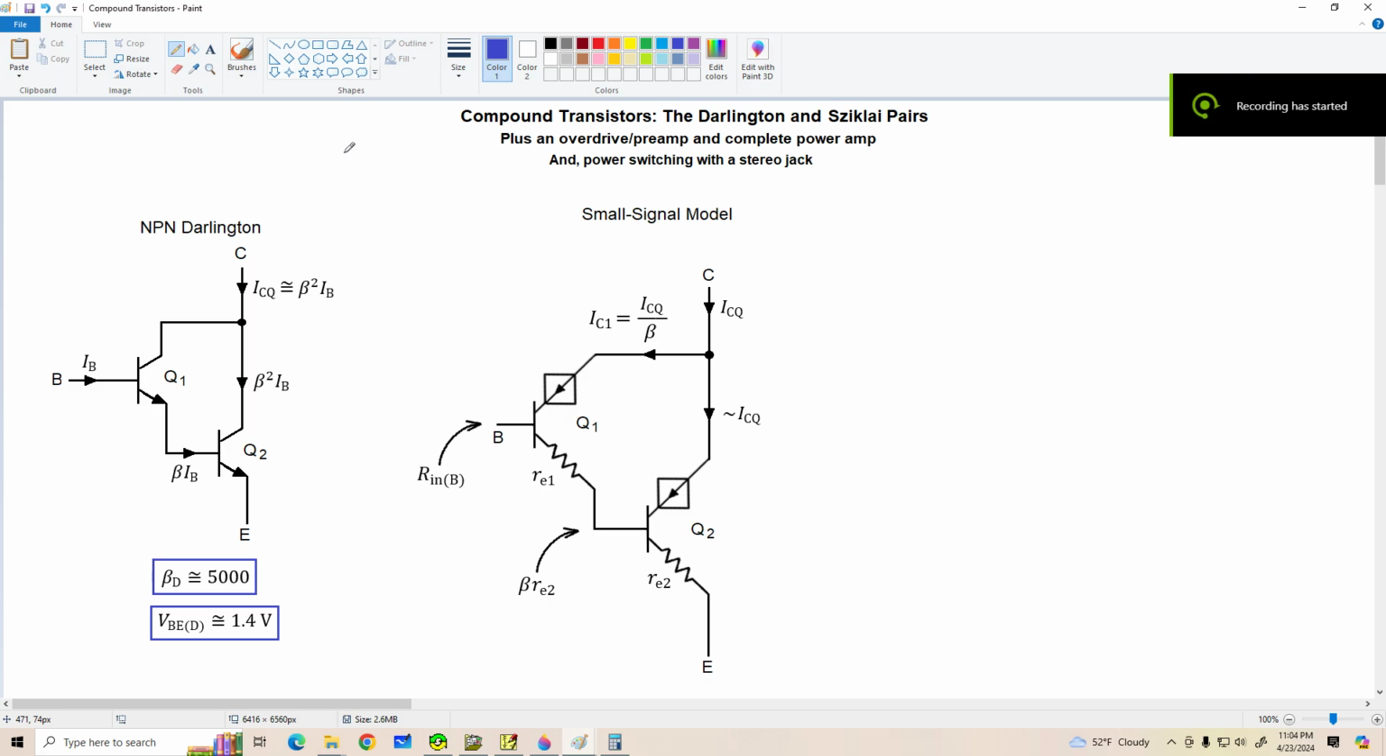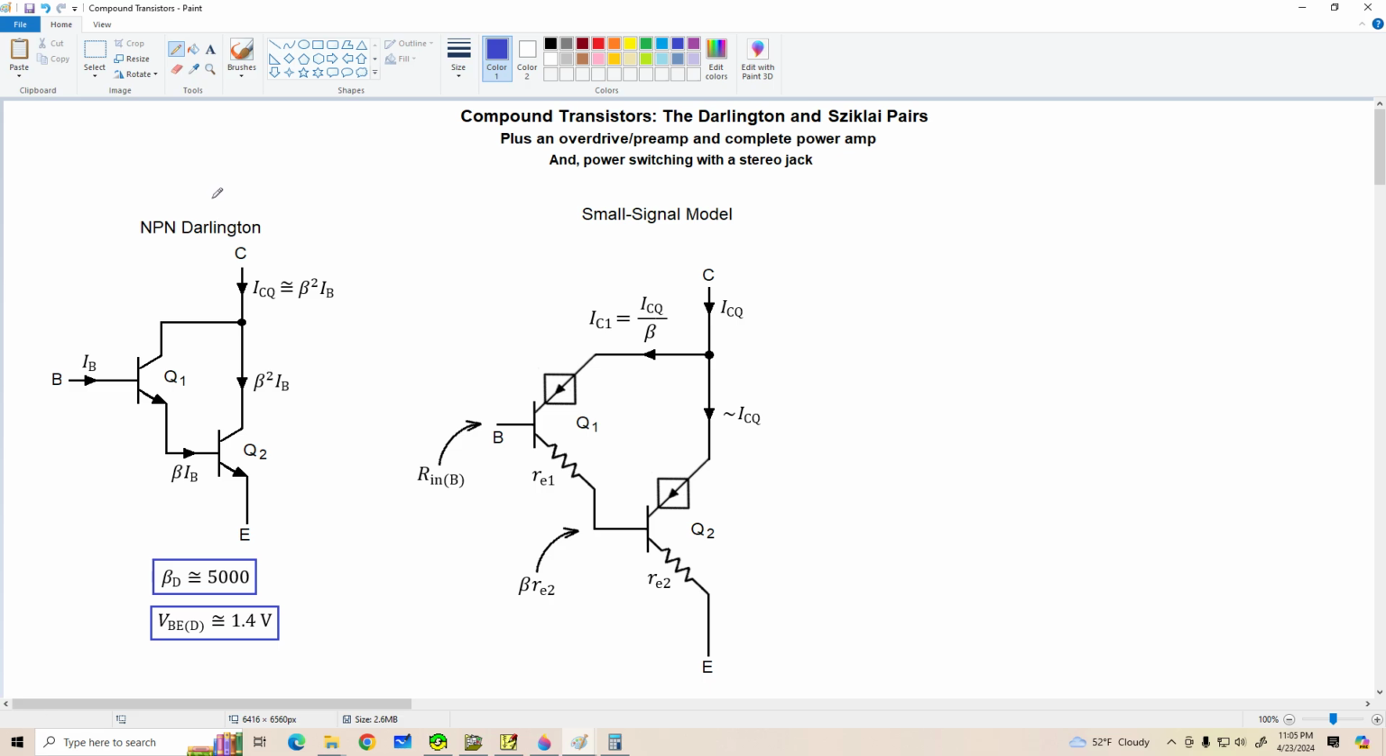Today we're going to talk about Darlington and Sziklai pair transistors. We're going to look at an overdrive or preamp circuit that's based on the Sziklai pair. We're going to examine a complete power amplifier, and we're going to look at power switching using a stereo quarter-inch phone jack. All right, let's start with the Darlington.